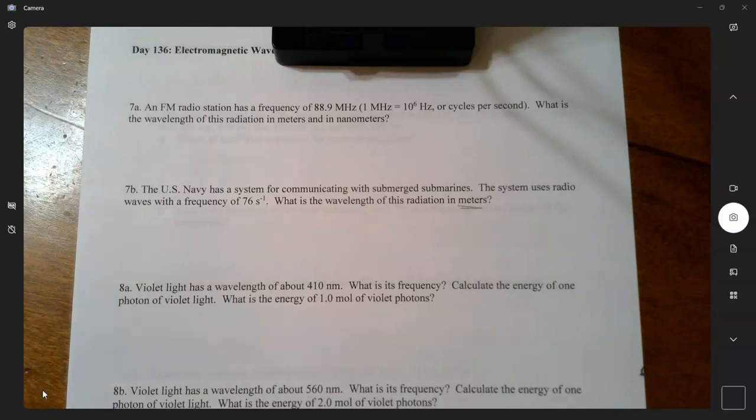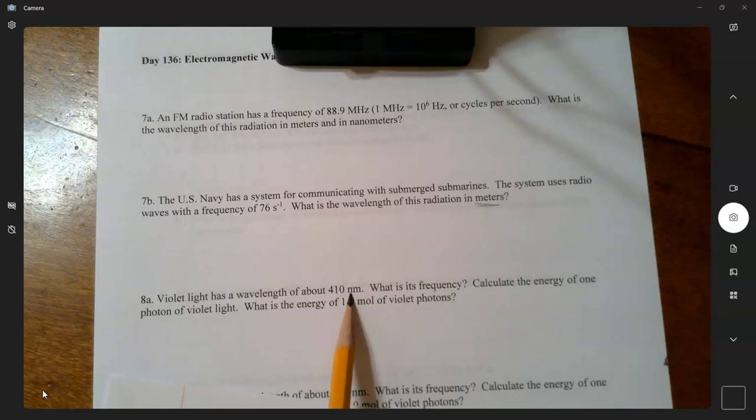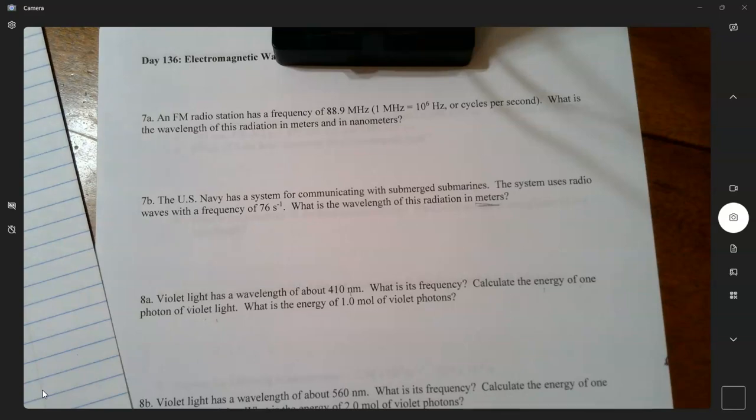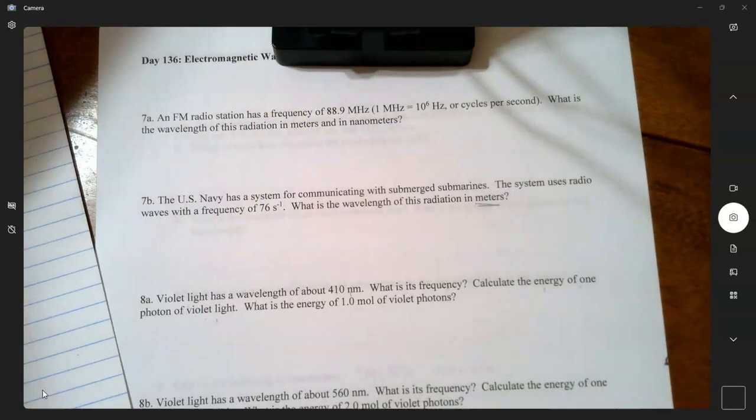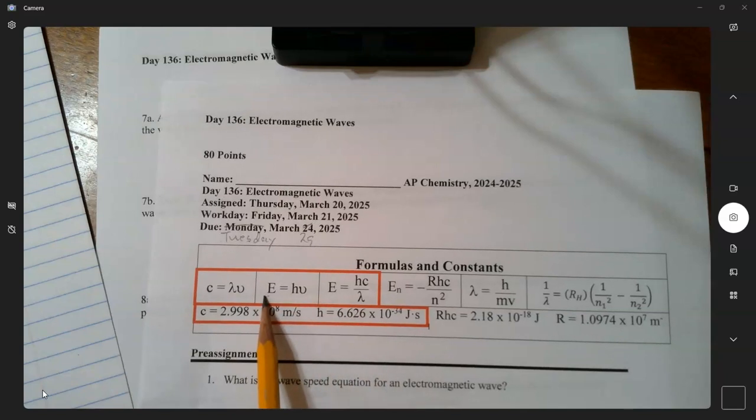I'm going to do the A problems, and you do them with me and then do the B problems. So let's go ahead and read it first. Violet light has a wavelength of about 410 nanometers. What is the frequency? Then they want you to calculate the energy of 1 photon of violet light. And that's what these equations do. These two equations give you the energy in 1 photon.